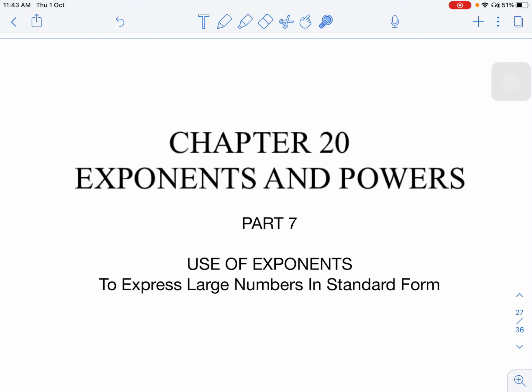So hello students, today we are going to learn part 7 of chapter number 20, that is exponents and powers. In this part we are going to learn how to make use of exponents to express large numbers in standard form. So without wasting our time, let us start it.